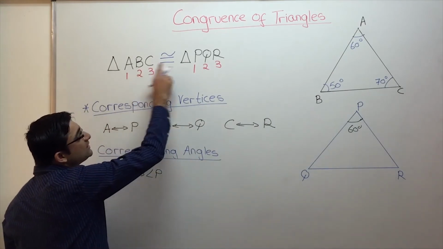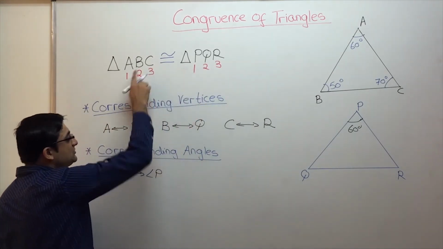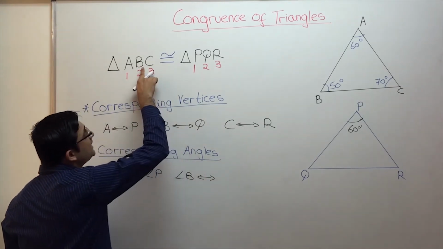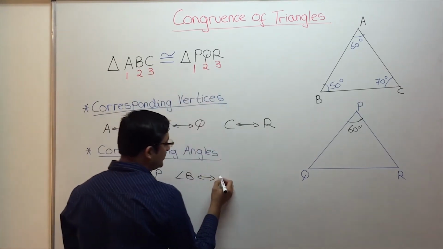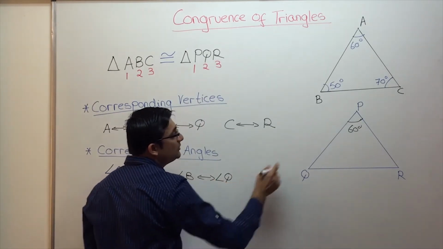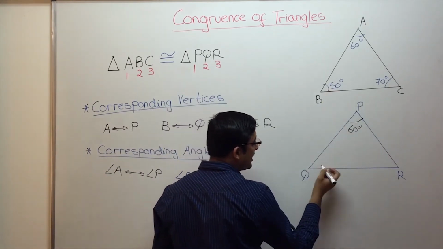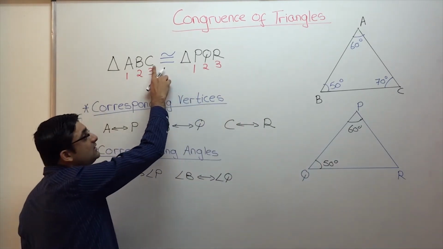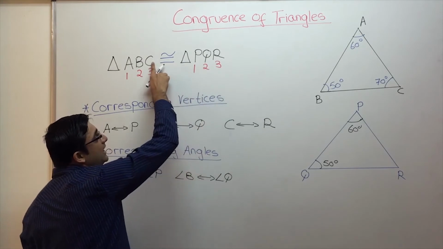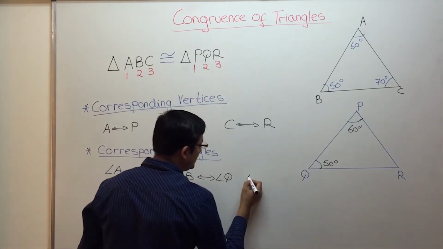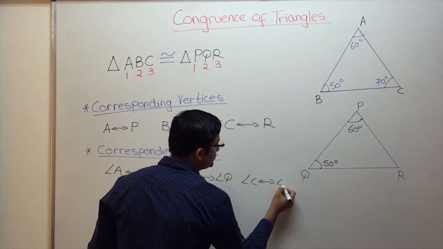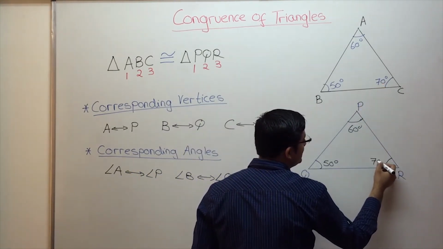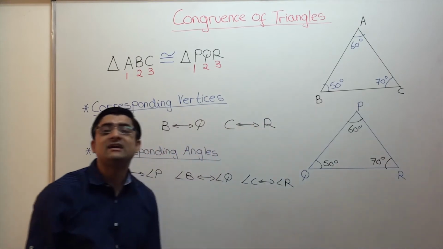Similarly, second letter corresponds to second letter. So the second letter is B. So angle B corresponds to angle Q. So if angle B is 50 degrees, angle Q will also be 50 degrees. Next, the third letter over here corresponds to the third letter over here. So angle C corresponds to angle R. So if angle C is 70, angle R will also be 70 degrees. This is what is meant by corresponding angles.